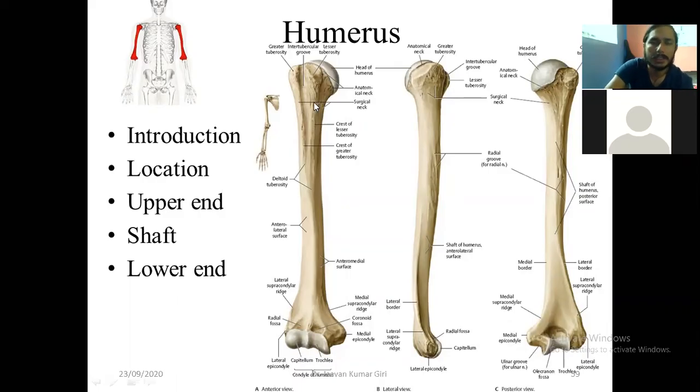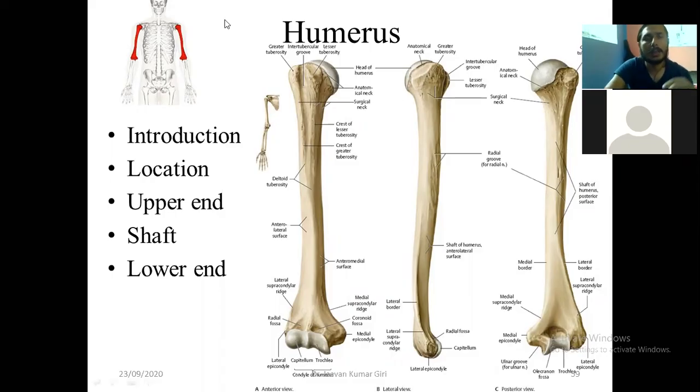So humerus, this is the longest bone of the upper limb, and it is a long bone. And see, this is the bone of the arm. So this is the arm region. So you will find the humerus here, on both sides. So two humerus will be there.